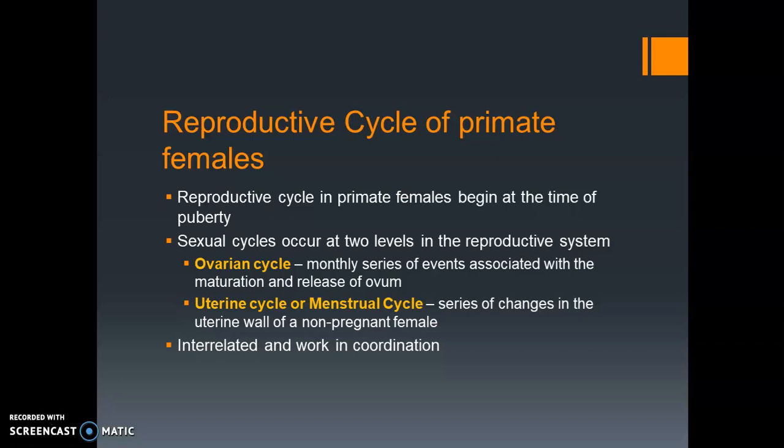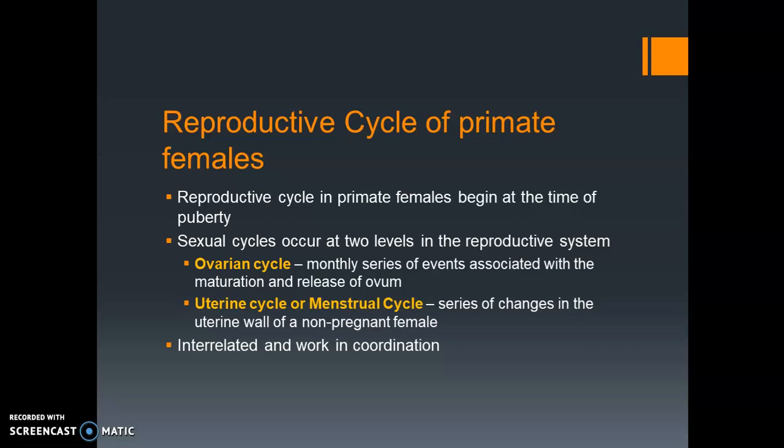The reproductive organs of primate females include the ovaries and the uterus, and cyclic and rhythmic changes occur in both the ovaries and the uterus during the sexual period in the life of the primate female. The cyclic changes which occur in the ovaries are called the ovarian cycle, a monthly series of events in the ovaries related to the maturation and release of the ovum.